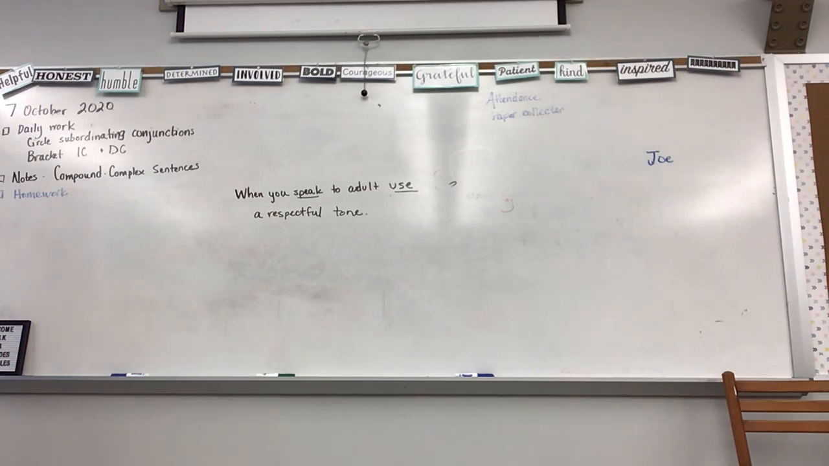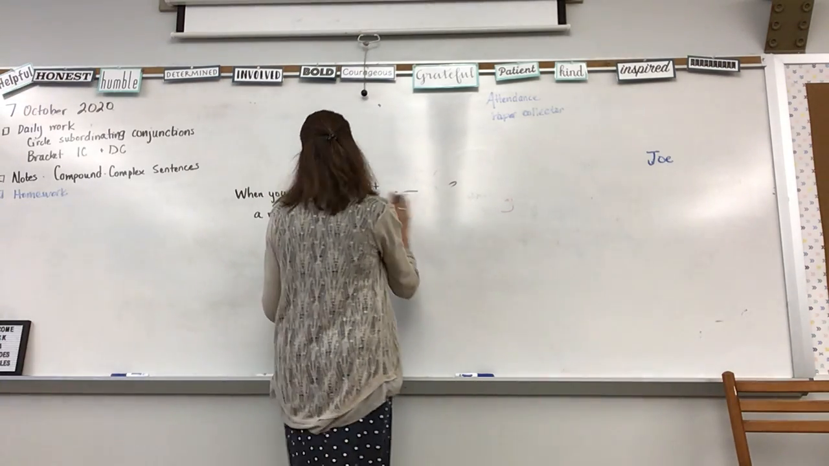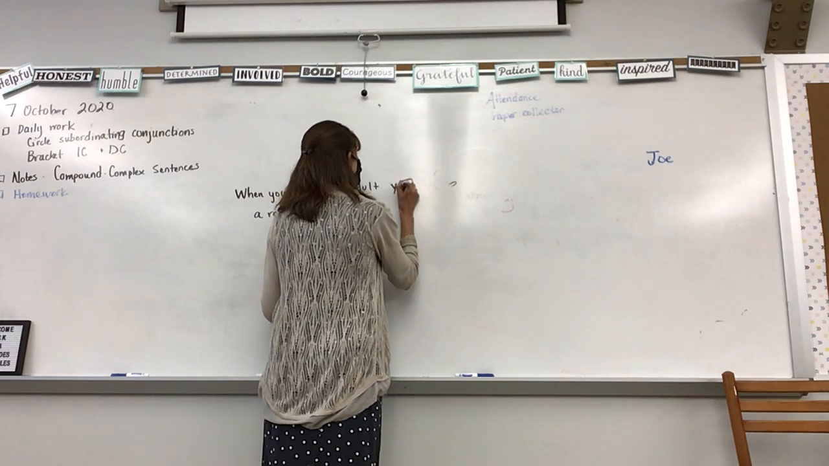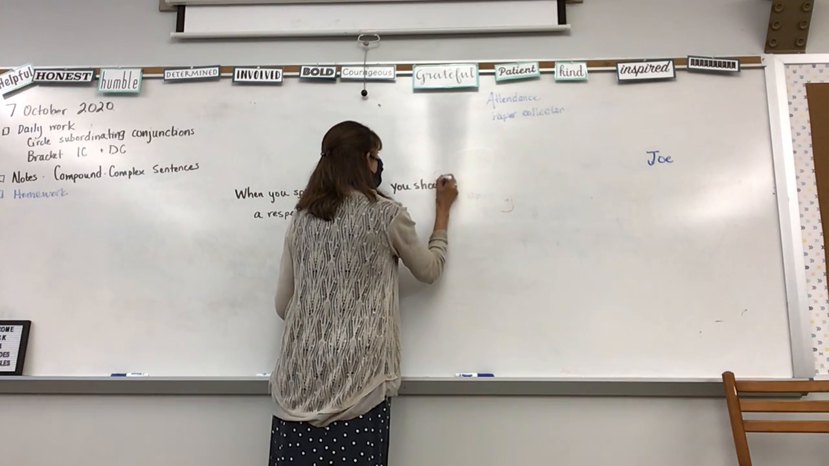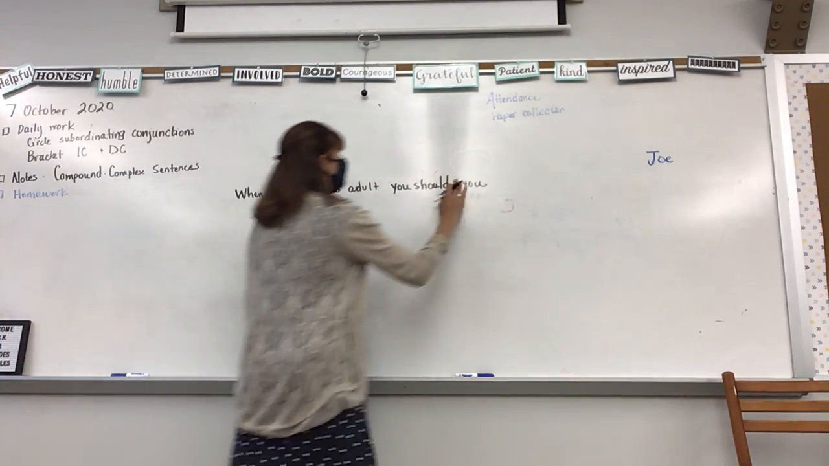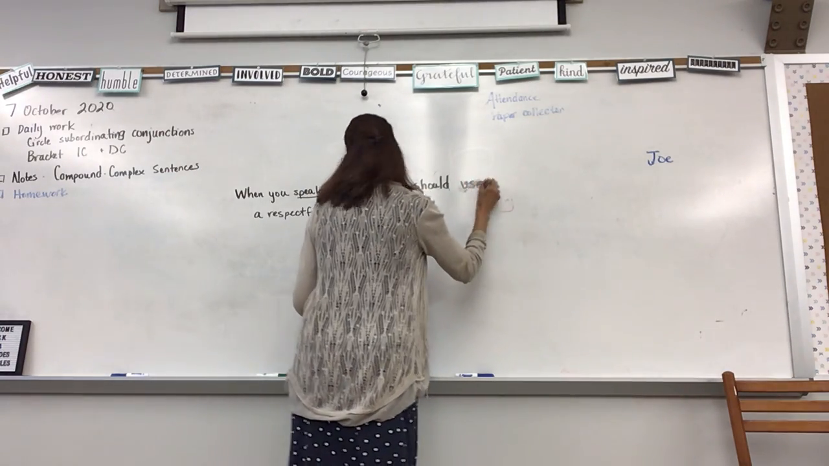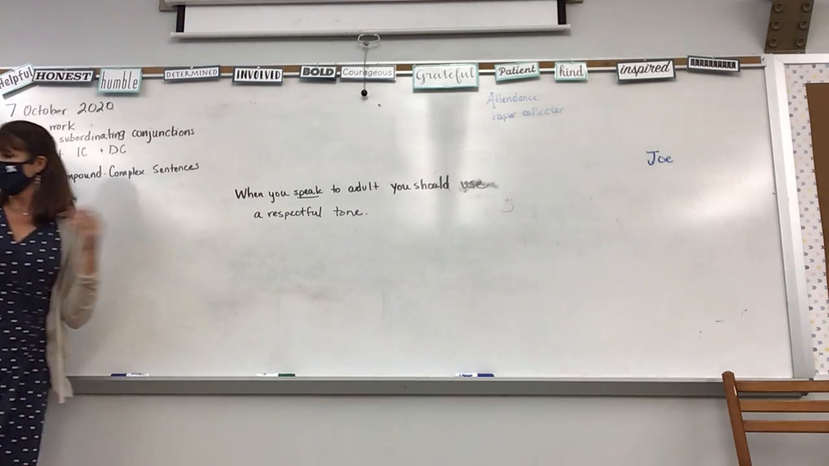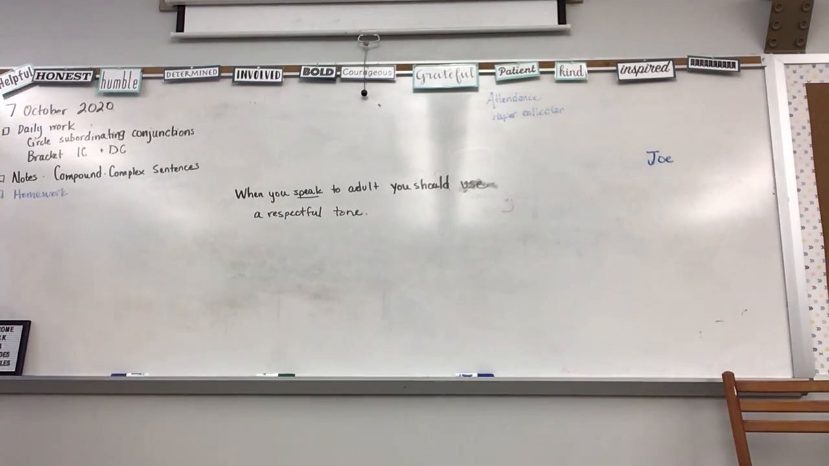So let's just, to make it simpler, do you want me to use: when you speak to an adult, you should use? Okay, and I'll make a note to check into that. Okay, you should use. Okay, so we've got a subordinating conjunction of what, Jack?